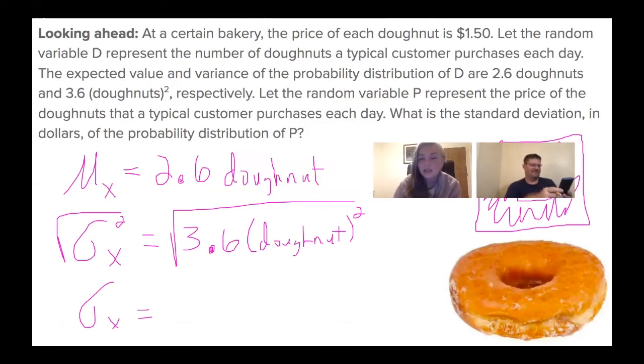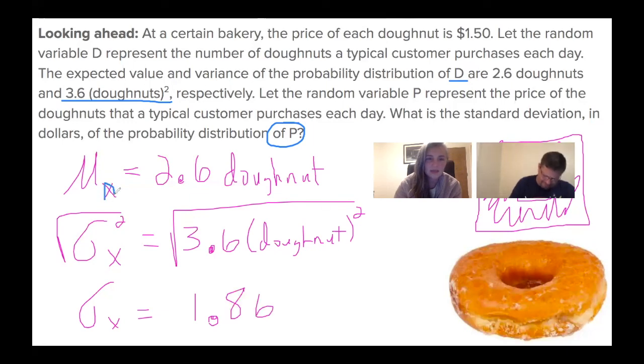While he's doing that, we want to be careful here because this is the tricky part of this question. It's asking us for the standard deviation of P, and right now we're determining the standard deviation of D. So he's putting X, but what he really means is D. Oh, they call it D. I'm sorry. Let's go back and look at that.